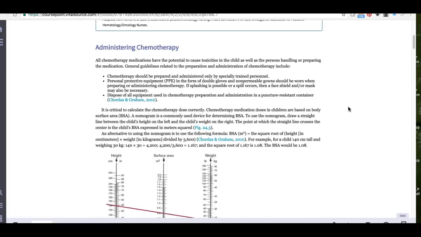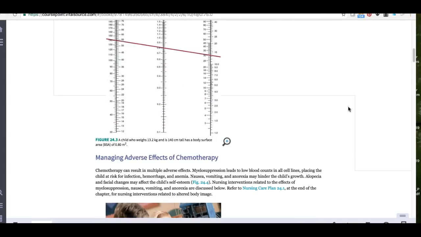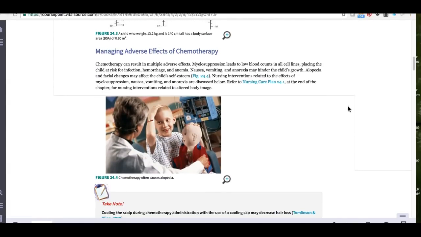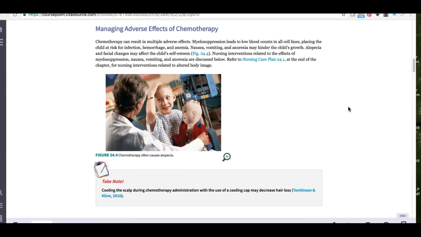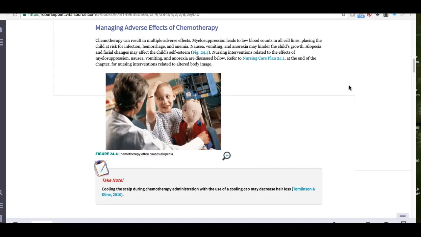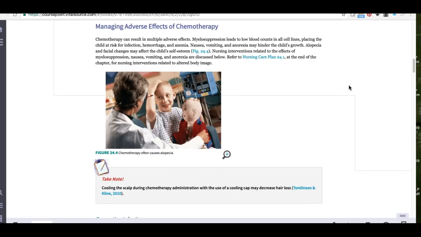All right, chemo. You do not need to know BSA. Okay. Here's what I was looking for earlier. Managing the adverse effects of chemotherapy. These babies might lose their hair, so self-esteem might be an issue, especially if they're an older child. They may even lose a limb. Teenagers, osteosarcoma, amputation is a lot of times the way that they treat the cancer. So, lots of body image issues. So here we go back with the psychosocial things again.